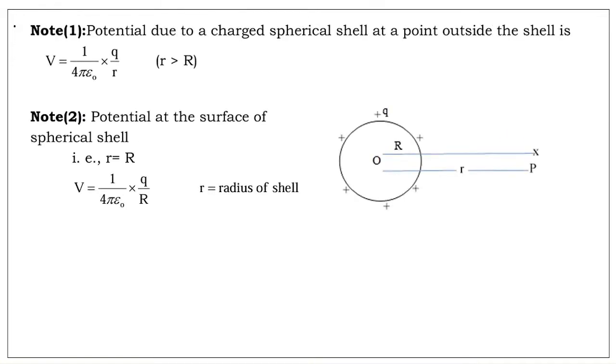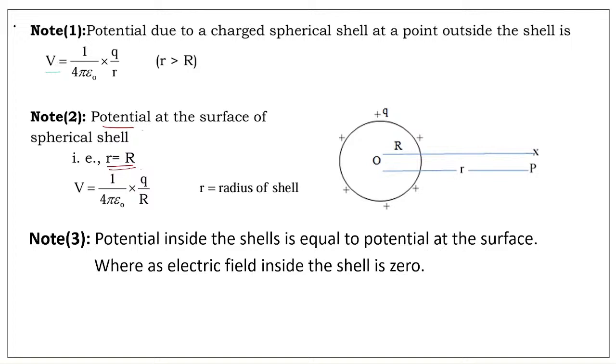Note 1. Potential due to a charged spherical shell at a point outside the shell is V is equal to 1 by 4 pi epsilon naught Q by R. Potential at the surface of spherical shell, R is equal to R, V is equal to 1 by 4 pi epsilon naught Q by R. Potential inside the shell is equal to potential at the surface, whereas electric field inside the shell is 0.